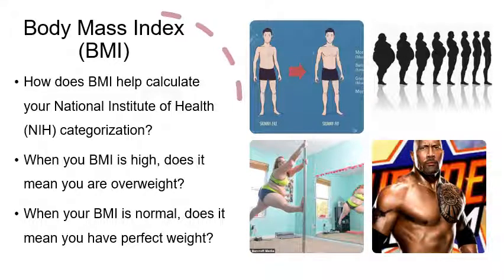Body Mass Index, BMI. How does BMI help calculate your National Institute of Health (NIH) categorization? So we have a list that we're going to look at. When your BMI is high, does it mean you are overweight? Or maybe you just have more muscle tone versus fat? When your BMI is normal, does it really mean you have perfect weight? Maybe your BMI is within normal range, but you're thin and you don't exercise and you look normal.